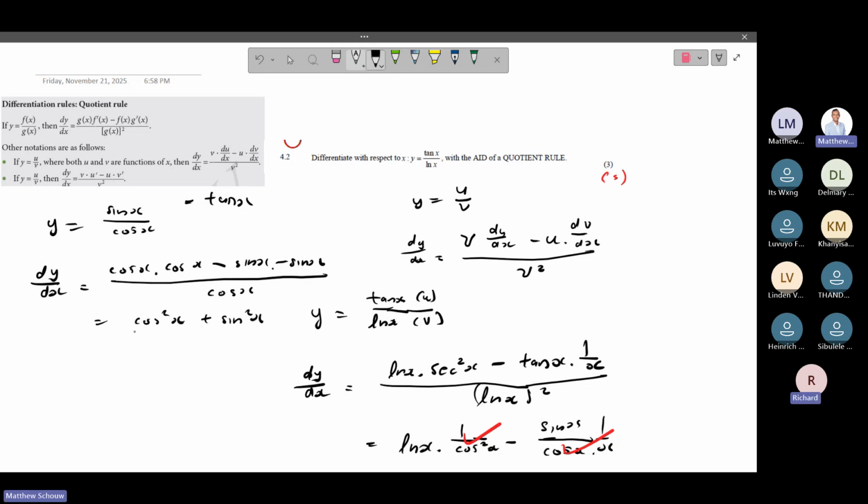You guys agree with me? Yes. Over cos squared, since it's v squared. Cos squared plus sine squared is 1. And then 1 over cos squared is going to be sec squared. Secant squared, exactly. And of course, we've established that it is.